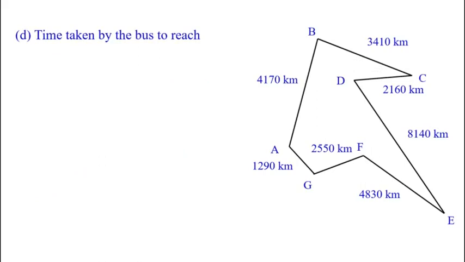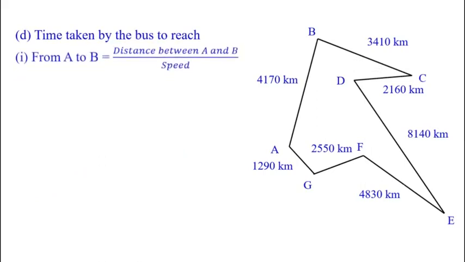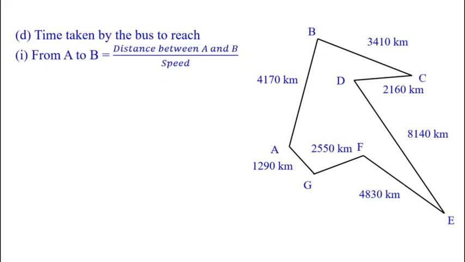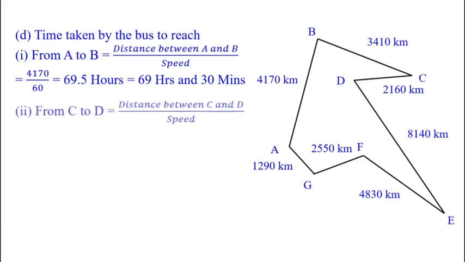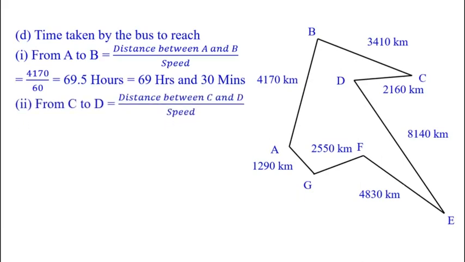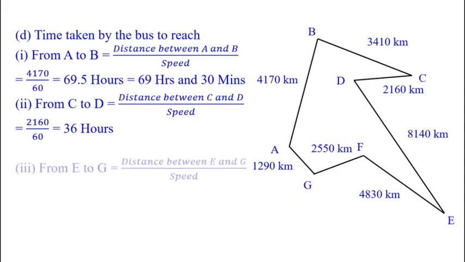Next question number D, time taken by the bus to reach first one from A to B. So we know the time is equal to distance by speed. Distance between A and B divided by speed. So this is equal to 4170 by 60. That is equal to 69.5 hours. That is 69 hours and 30 minutes. Second, from C to D, the distance from C to D divided by speed. So this is equal to 2160 by 60, that is equal to 36 hours.